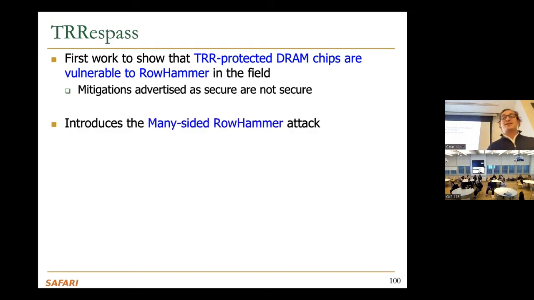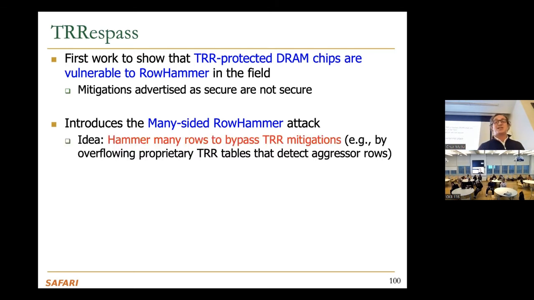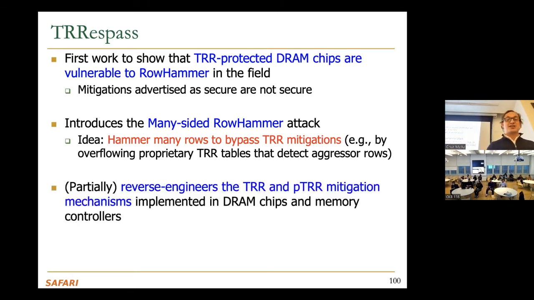And we wanted to understand this. So we reverse engineered the underlying DRAM chips using our SoftMC infrastructure at the time, or an early version of it. And we introduced a many-sided RowHammer attack that would bypass the mitigations. And the idea is very simple. Instead of hammering 2 rows, you hammer many rows so that you overflow the internal tables that are tracking these aggressor rows. And we were able to do this basically for all manufacturers.